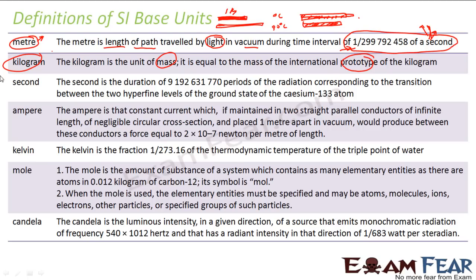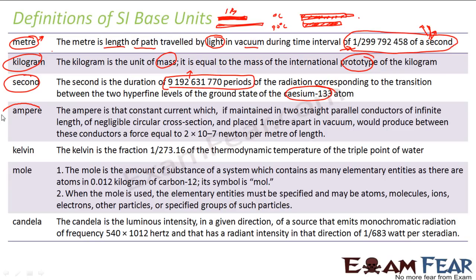For the second, what they have done is, it is the duration of these many periods of radiation corresponding to the transition between two hyperfine levels of the ground state of cesium-133. So if you take the cesium atom and you try to find the waves of this, and then you take these many periods, right? The duration it takes to get these many periods, that is a second. That's again a standard defined by the international community.